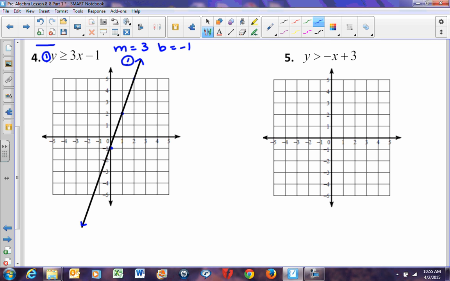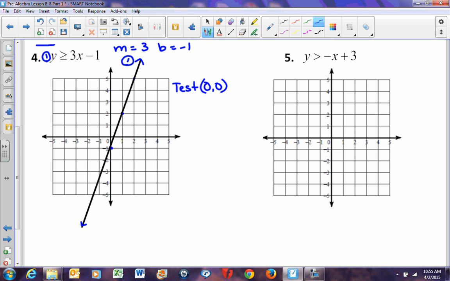Therefore, we don't want to have to name all the solutions, so we shade the graph to tell people what the solutions are. The easiest point to test is 0, 0, provided your graph does not go through 0, 0. My graph does not go through 0, 0, so I'm going to test the point 0, 0. And here's how you test your point. I'm going to test 0, 0.